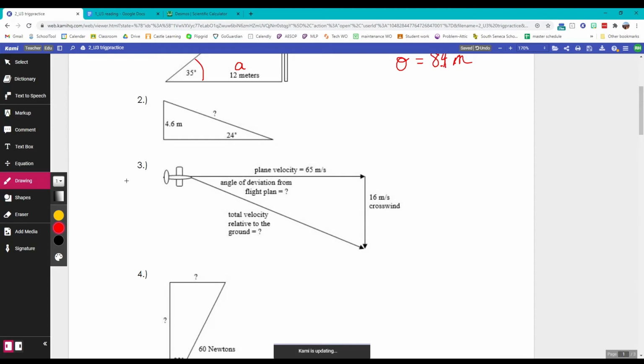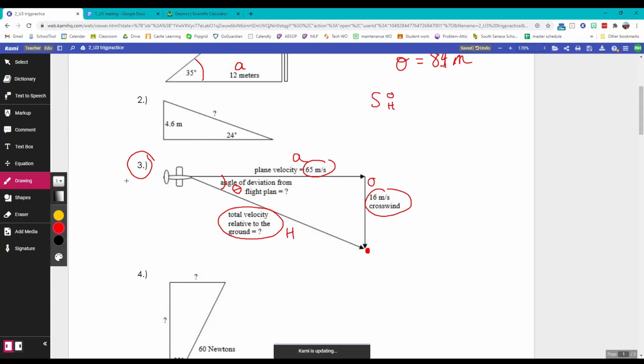Great, now let's look at problem 3. So we have a velocity here, and we want to know the velocity here. The plane is flying forward, or at least trying to, and the wind's pushing it to the side, so it's actually going to end up over here over time. And so we want to know the hypotenuse, we want to know the angle, and we have adjacent and opposite.